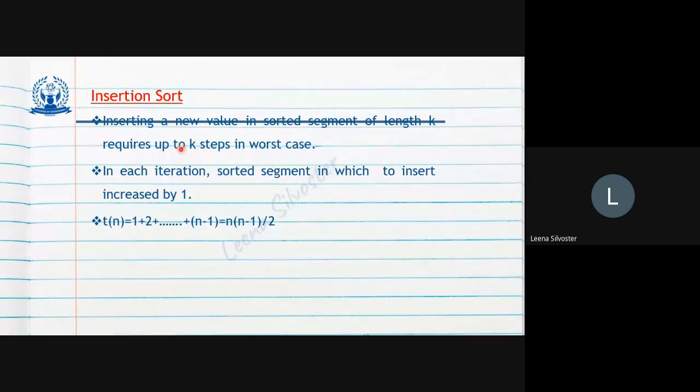So remember the example of cards. We will select one card and put that card in sorted order. So it requires just one step. In the next stage we are having two elements, so two steps are there. In the last class we studied about insertion sort.